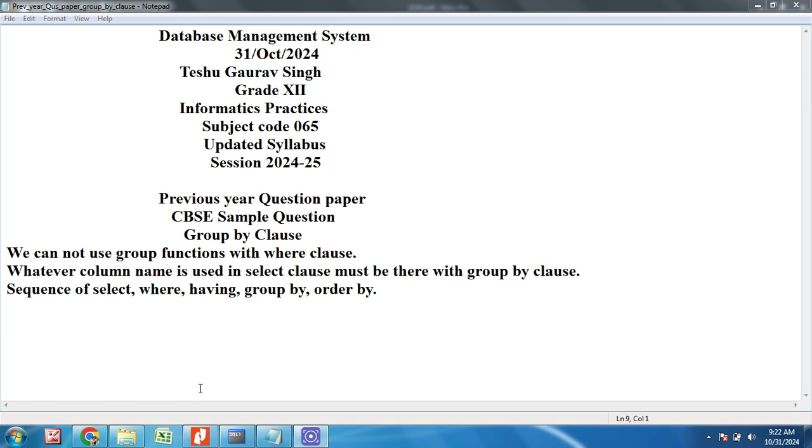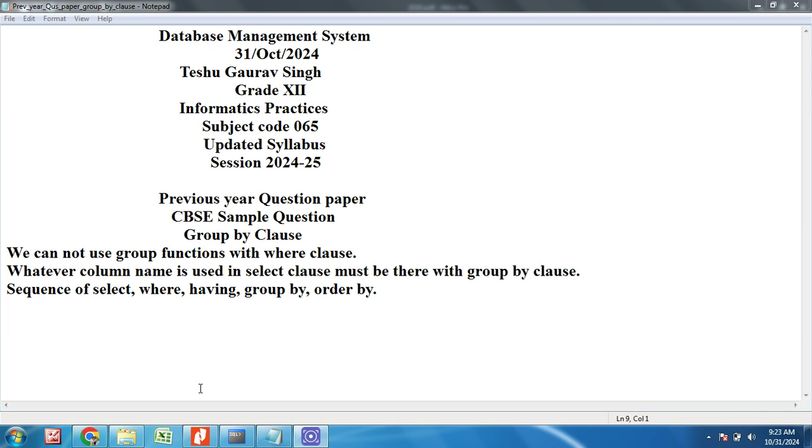Informatics Practices, subject code is 065, and this lecture is prepared according to the session 2024-25, because this year CBSE has decided that they will give at least 50% of their questions experimental based. So we will solve the maximum number of experimental based questions, and today we will solve previous year question papers through experiments. We will do it practically in Oracle software, using SQL.